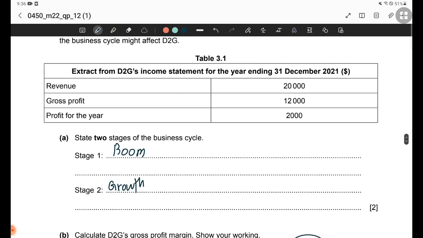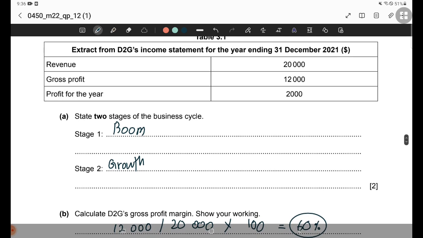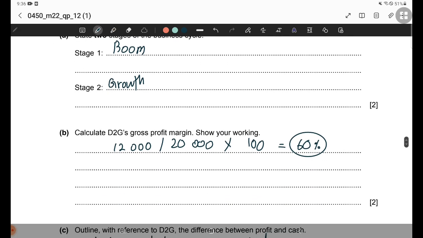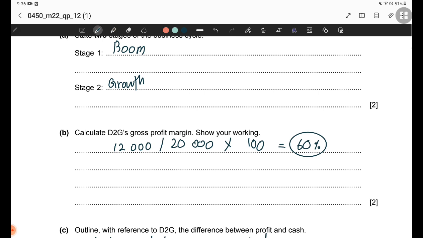Okay. So for part B, you have to calculate D2G's gross profit margin, where you obviously use the table. You take your gross profit, divide it by your revenue, and then multiply the answer by 100 to get the answer in percentage. They ask you to show your working, but in the marking scheme, it said that even just the answer with no working, you'll still get 2 marks. So I'm not really sure how that goes.